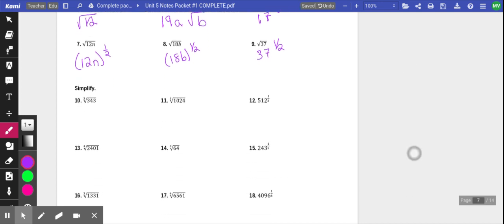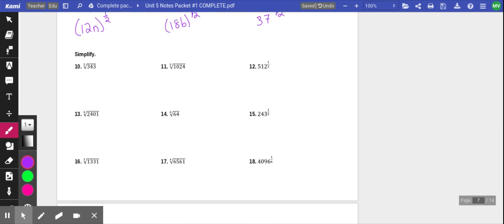Next, we're going to simplify. So I will show you how we can use your calculator to either do the root or to the 1/5 power. That's easy. I personally like to always do it to the fractional power. I think it's easier, but I will show you how you can do it.